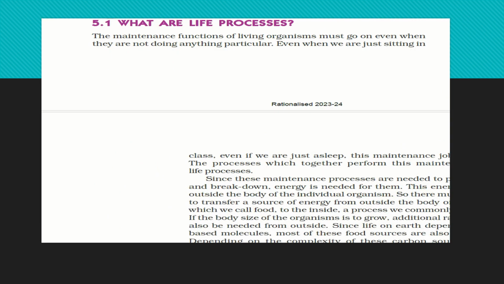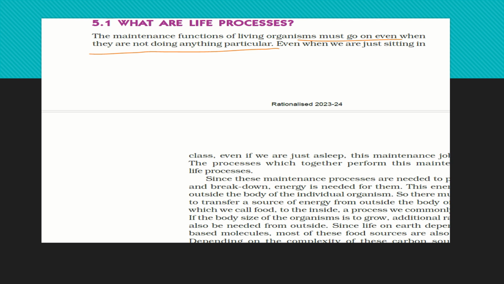So now we are discussing what life processes are. The maintenance functions of living organisms must go on even when they are not doing anything in particular. Suppose you are sitting idle, you are not reading, you are not studying, you are not doing any work, still your body is performing several life processes, right? You are breathing, your internal metabolic activities are going on, constant digestion, your heart is beating. These are all the main life processes which are always going on in a living person.